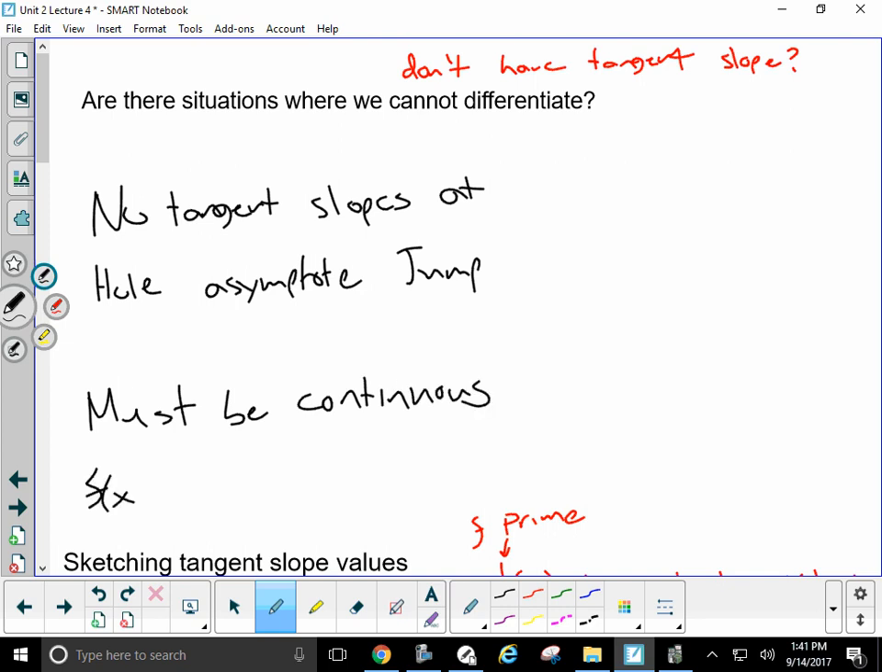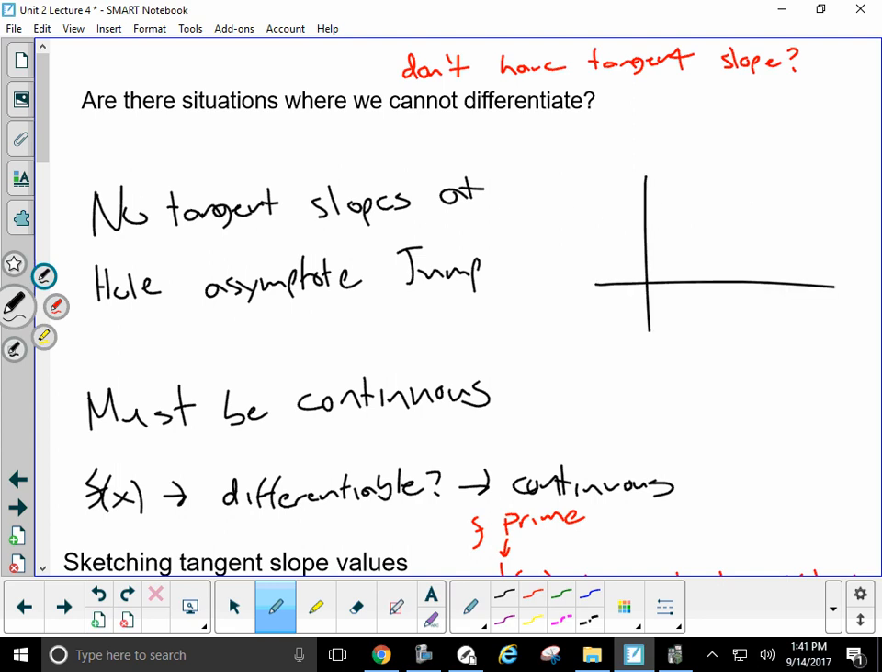If you are told that a function is differentiable, that means you're continuous. Okay? So, no tangent slopes at holes, jumps, or asymptotes. Is there any situations where we don't have a tangent slope and we are continuous? Yes. If we have a sharp point, we do not have a tangent slope at the sharp point.